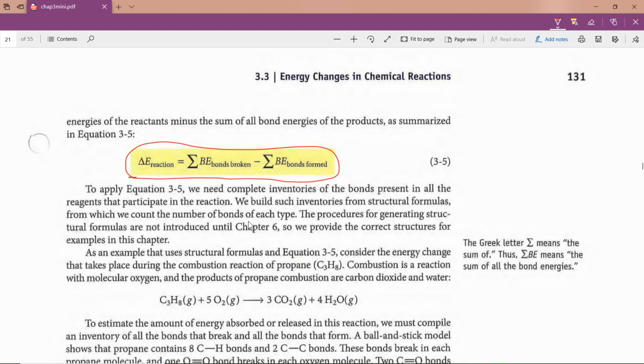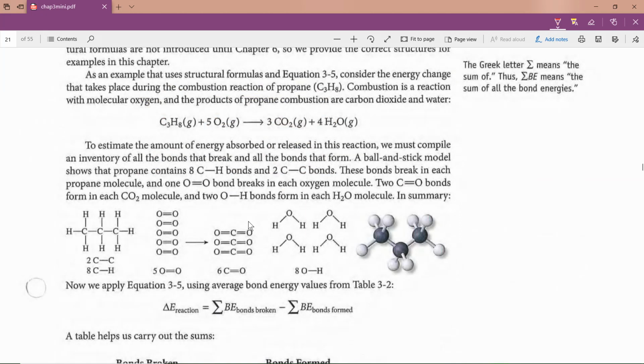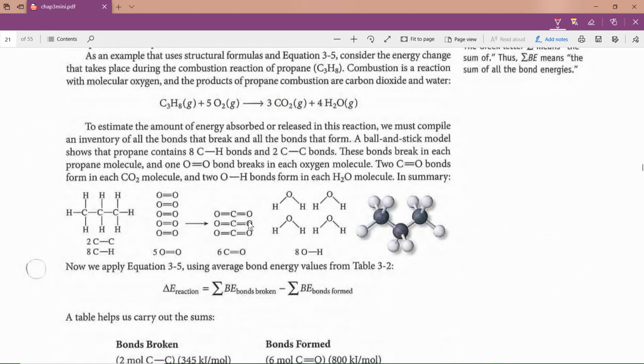So here's an example. We have a combustion reaction, which we know is going to be exothermic. Always giving you carbon dioxide and water, sometimes water vapor, sometimes liquid water. Here we have water vapor. So we have C3H8 plus 5O2, so this is propane and oxygen, giving me carbon dioxide and water vapor.